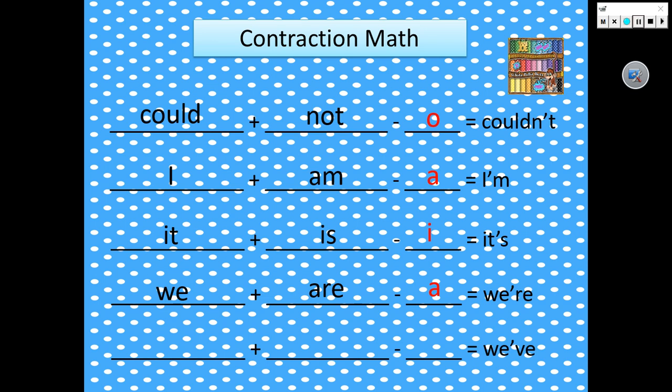Last one is we've. And the answer is we plus have minus HA. Remember, that's kind of a tricky one for have. You have to take off the HA.